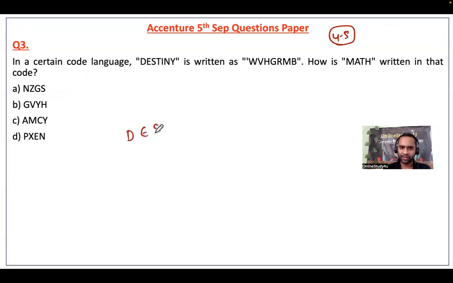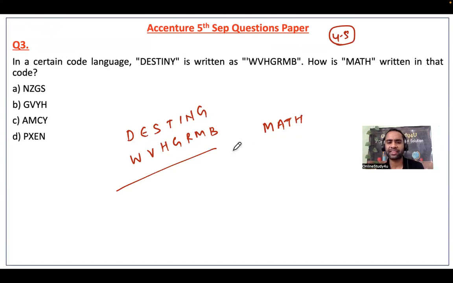In a certain code language, friends, 4 to 5 questions will be asked from coding and decoding itself. So in a certain code language, Destiny is coded as WBHGRMB. Then how will math be coded? Now, friends, as soon as I see the question, what I feel is that Destiny, so it's Y here. I'm sorry.